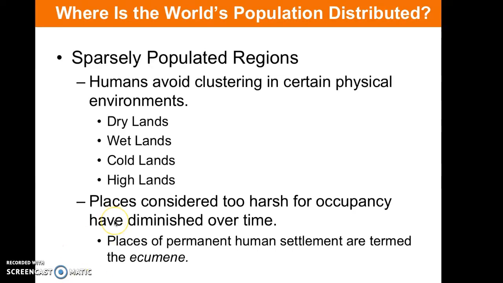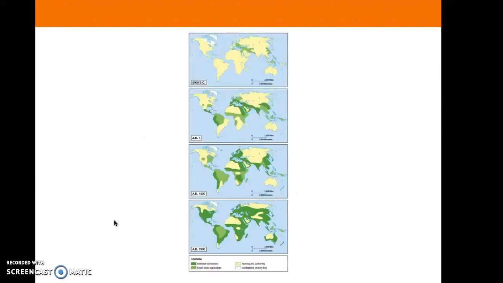The area where you're able to settle a permanent human settlement is called the ecumene. So if you look here, the region that was considered part of the ecumene for humans in 5000 BC was very small. You've got parts of Europe, parts of the Middle East, and Northern Africa. And then you've got some parts here in Eastern and Southwestern Asia. Then by AD 1, you can see that the ecumene has spread out.